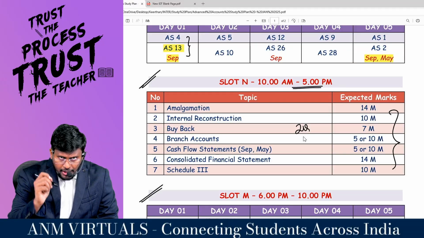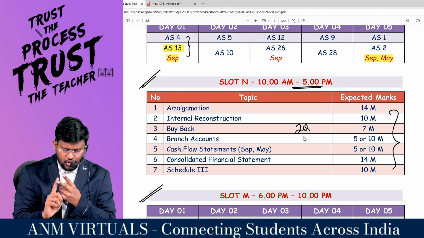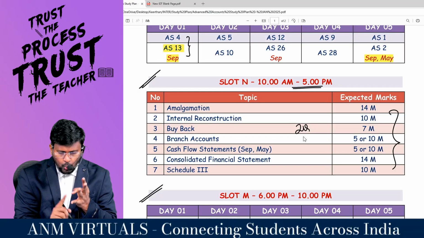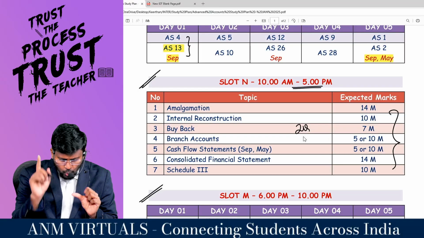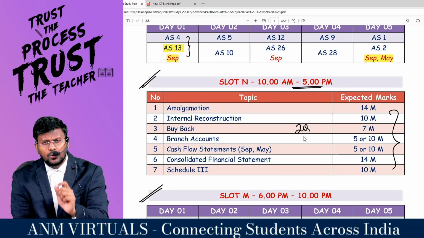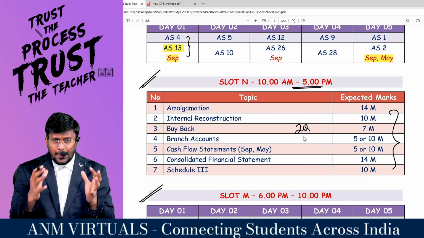Because amalgamation, you have to do 2 questions. Immediately IR, you have to do 2 questions. Buyback, you have to do 2 questions. Branch accounts, you have to do 2 questions. Cash flow statement, you have to do 2 questions. Consolidated financial statement, you have to do 2 questions. Schedule 3, you have to do 2 questions. That too, my dear lovable students, what is the pattern you should do?